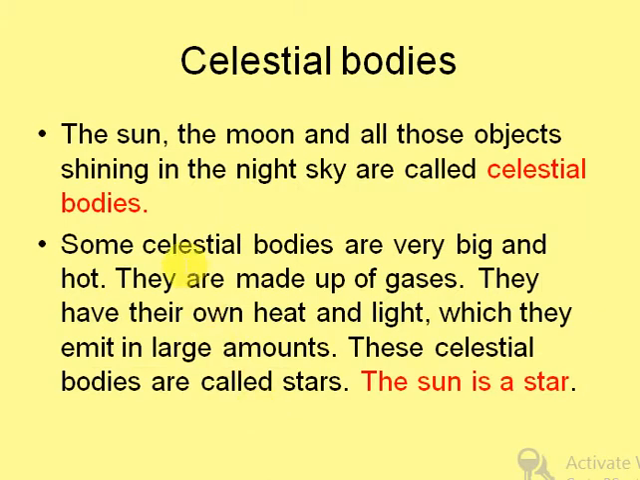So let us discuss now about the celestial bodies. The sun, the moon and those objects shining in the night sky are called celestial bodies. Some celestial bodies are very big and hot. They are made up of gas. They have their own heat and light which they emit in large amount. These celestial bodies are called stars. In fact, the sun is a star.